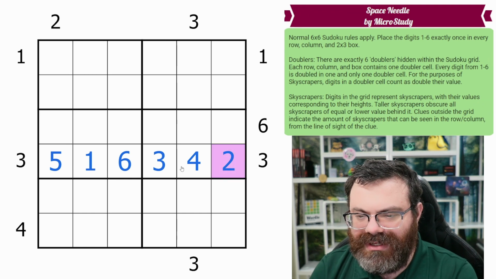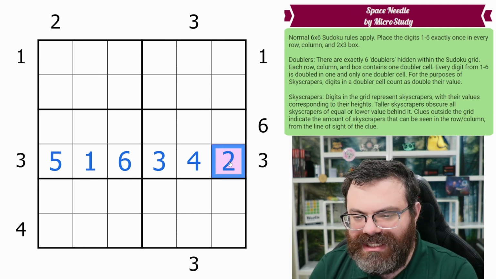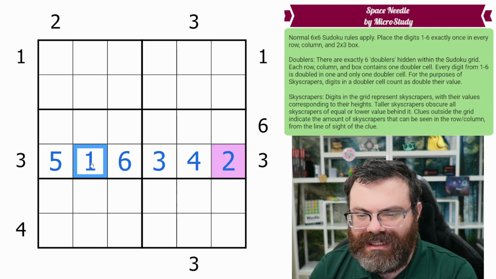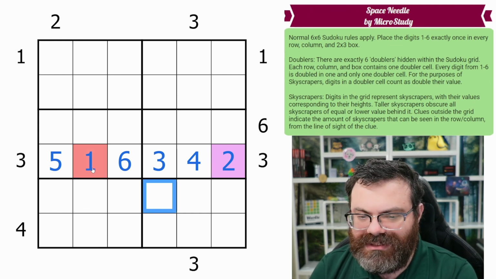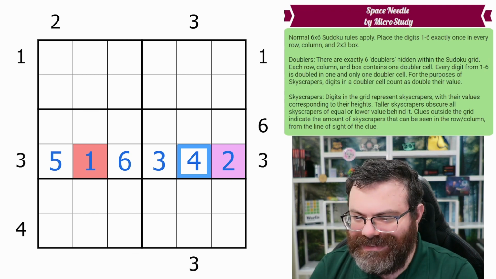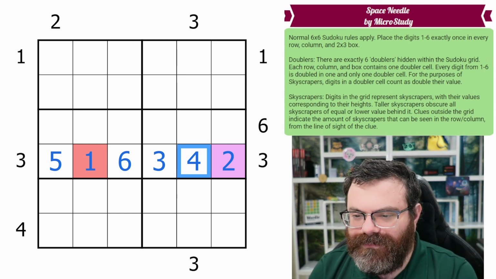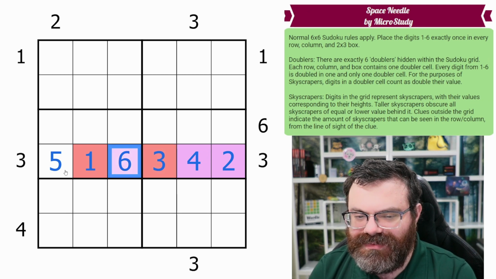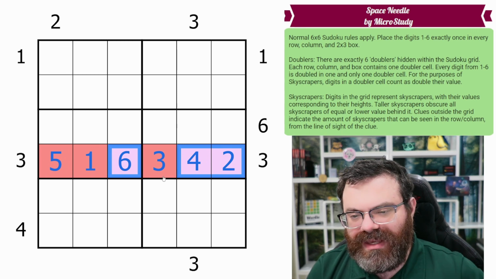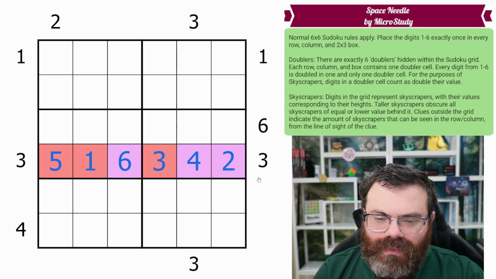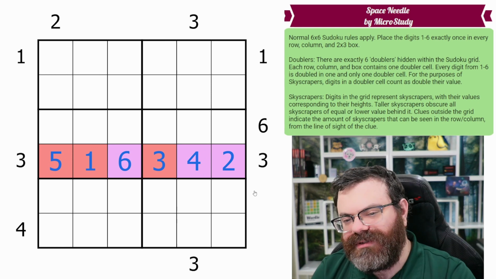So we see this too. Let's use purples because green I'm using for doublers. So you see this too. And then the 2 blocks any skyscraper that is shorter than it or the same height as it. So we would not see this 1. Let's use red for what we don't see. We do see the 4. So now that we see the 4, this 3 gets blocked. Then we see the 6. Once we see the 6, the 5 gets blocked. So now we count how many skyscrapers we see. We see 3 of them, and that matches the clue. So this would be one way to fill this clue if we did not have doublers.